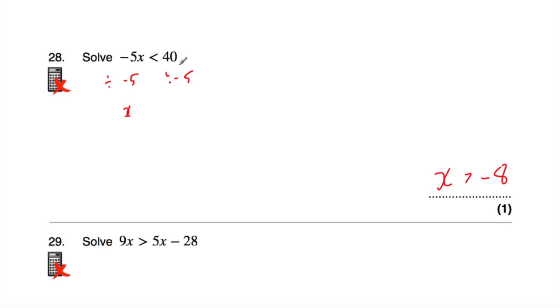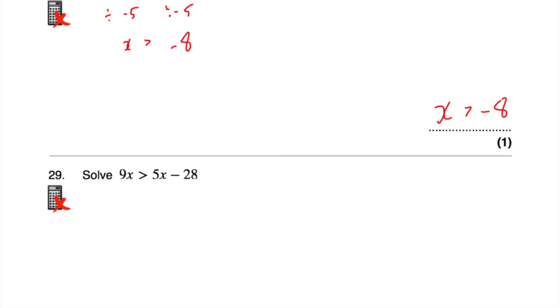And then we've got 40 divided by minus 5, and 40 divided by minus 5 would be minus 8. So we've got x, minus 8. And now remember, the answer is x is bigger than minus 8, so the inequality sign has to go around this way here. So it's x is bigger than minus 8. So whenever you multiply or divide an inequality by a negative, you also need to flip the sign around, and that's it. So here, if you divided both sides by minus 5, you'd also have to change the sign around as well. And that's it.